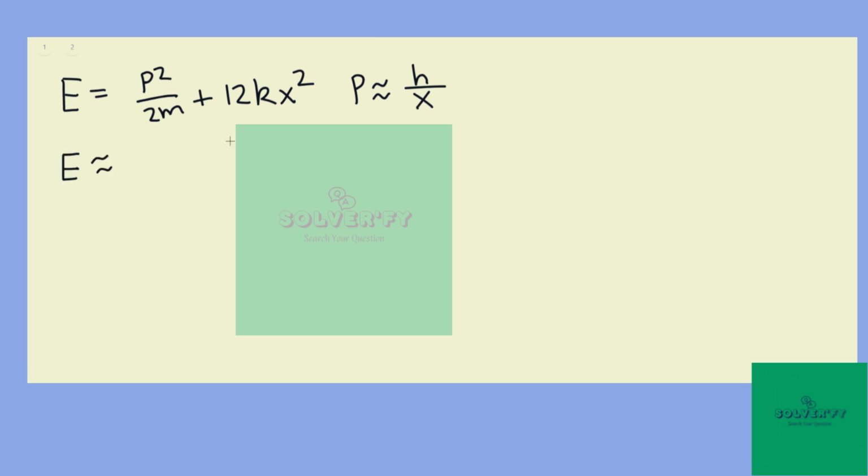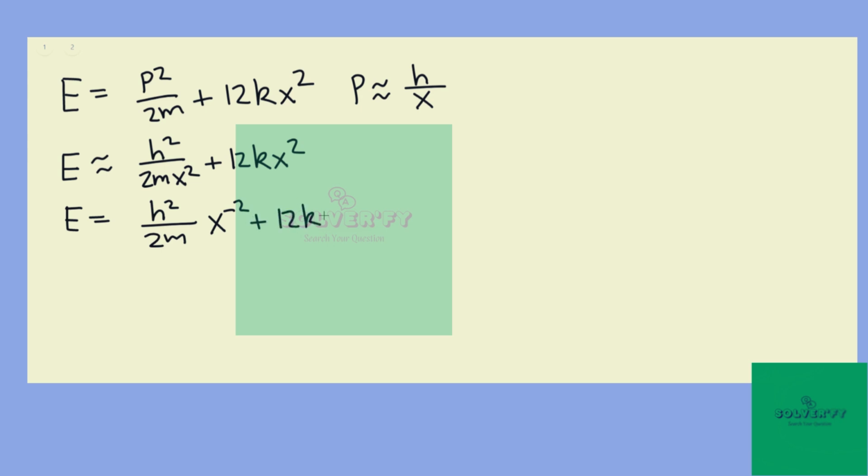To start us off, we have the equation for total energy, which was shown: p squared over 2m plus 1/2 kx squared. We use the stated assumption that p is approximately h over x. We can plug that in to have E being approximately h squared over 2mx squared plus the familiar 1/2 kx squared. Doing a little manipulation, this is a constant times x to the negative 2 plus 1/2 kx squared. We're not going to be able to simplify this anymore.